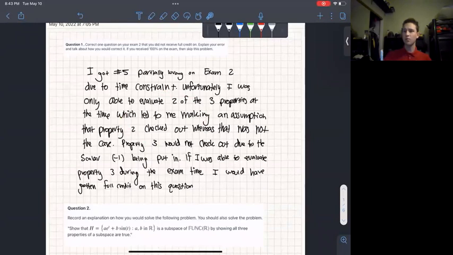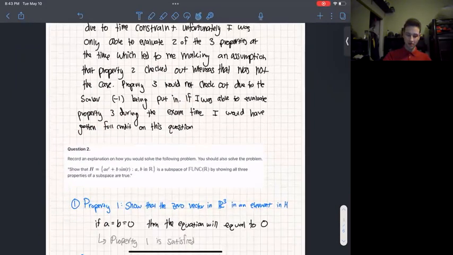Property 3, where a scalar would be in the subspace, would not check out due to a scalar of -1. So property 3 would not have been fulfilled. Therefore, I got that wrong, unfortunately, but I figured out the solution. If I had enough time during the exam, I would have gotten that right. So there we go for that one.